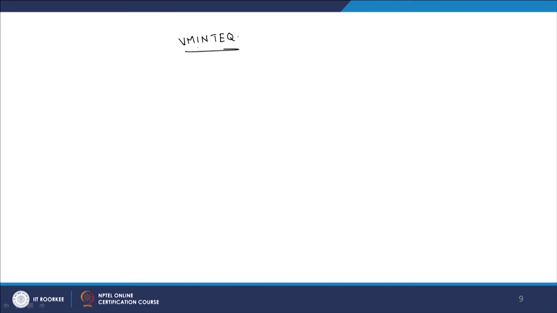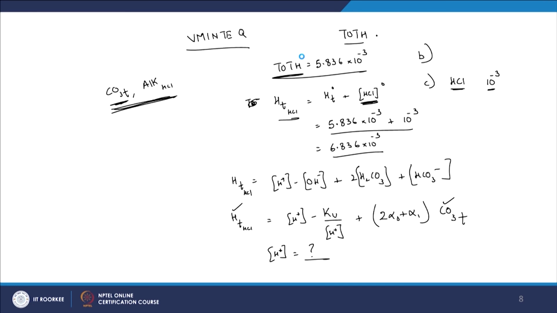So, how do I solve this now? Again, I am going to plug in H total after addition of HCl, and also CO3 total after addition of HCl, which is still going to be CO3 total initially, right. And why is that? Because HCl is not going to affect CO3 total. And here, H total after HCl, what was that equal to? Let us look at that.